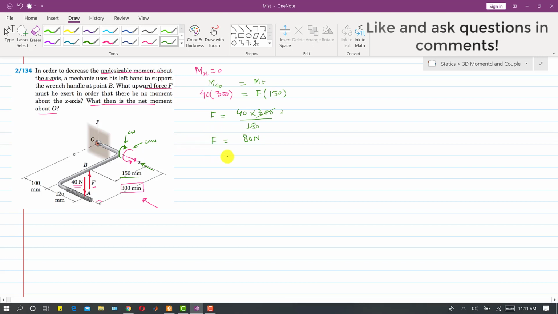Now we are required to find the net moment about O, right? As these two forces are cancelling the moment about x, if we look into these two forces from this direction, they will be producing the moment about the z-axis as well. So this 40 Newton force will produce moment about the z-axis in this direction. If we curl our right hand fingers, the direction of the thumb will be in the negative z direction. So this is a clockwise moment.